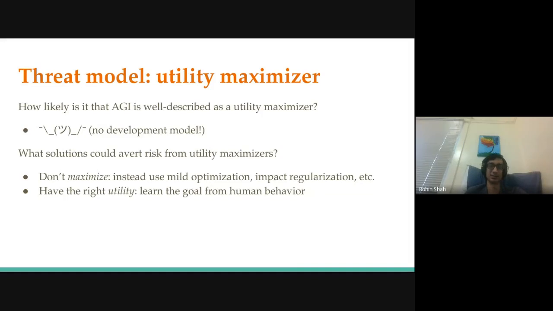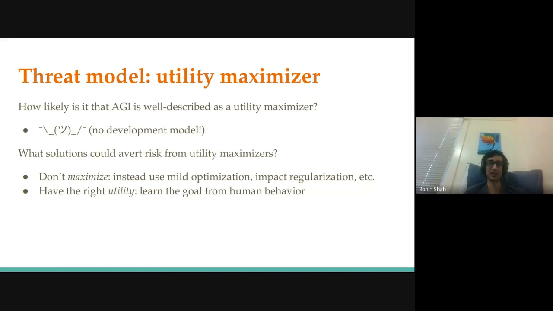And then the second approach would be to get the utility function right in the first place. In which case, yes, the AI will optimize for things like power and so on, but it will use that in order to further human values, which is exactly what we wanted anyway. So there you could try to learn the goal from human behavior. And so once we've written down this risk model, it immediately suggests these various concrete solutions we could try.